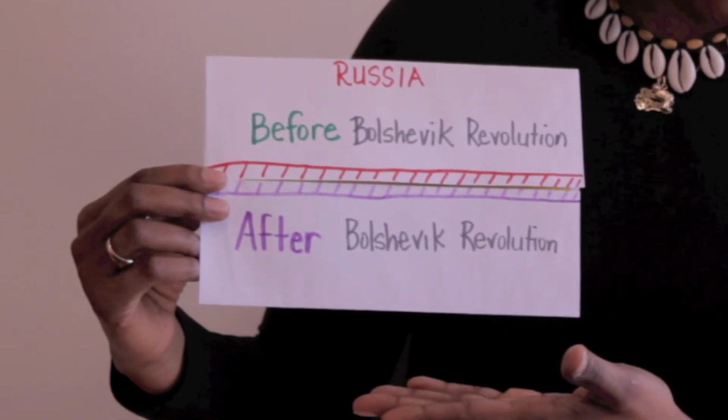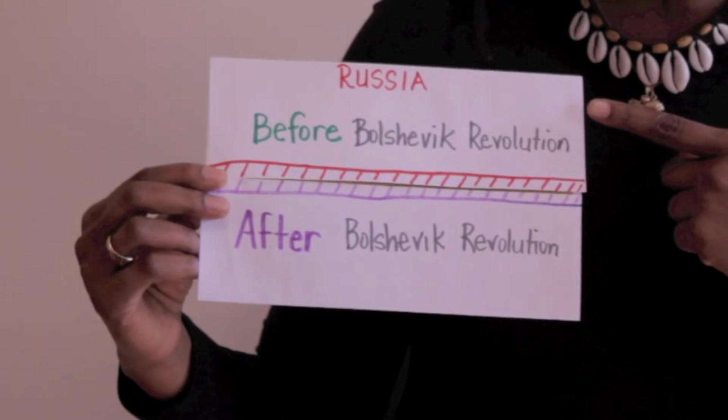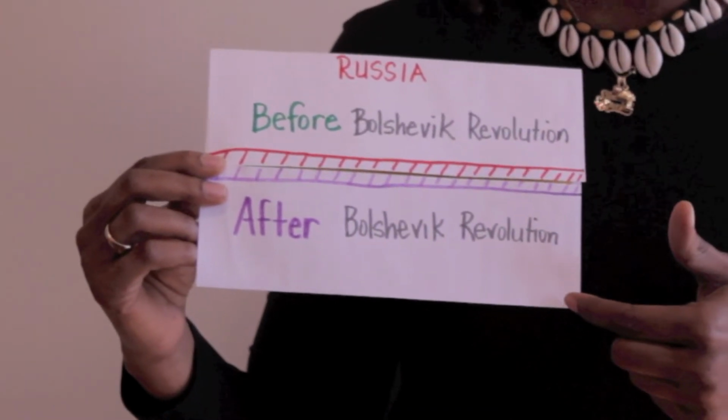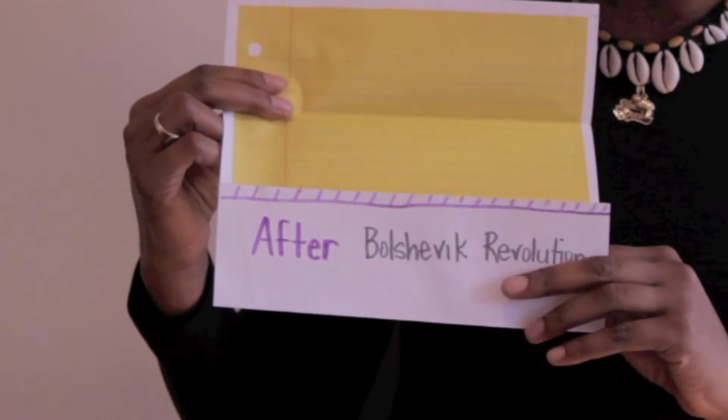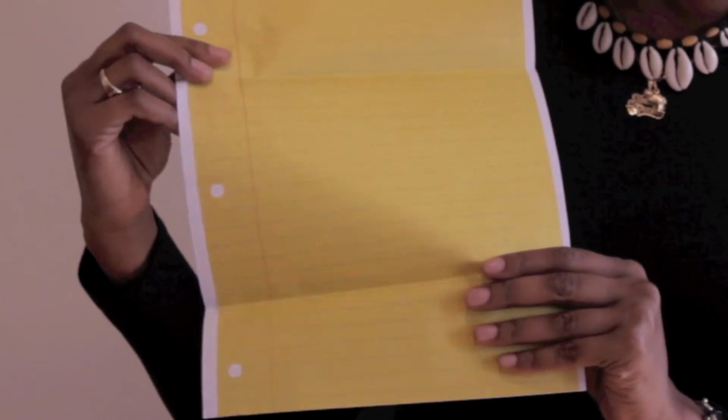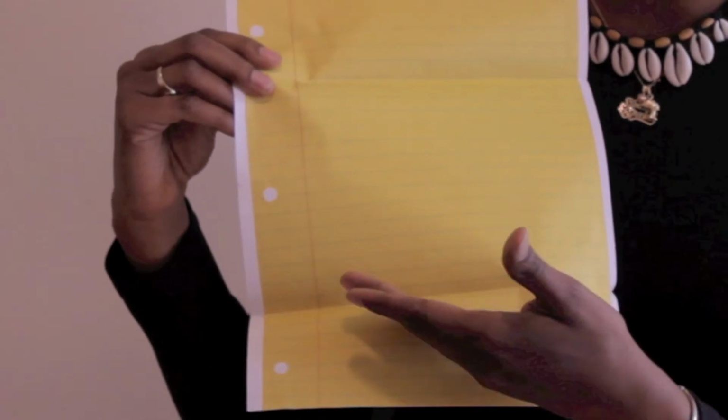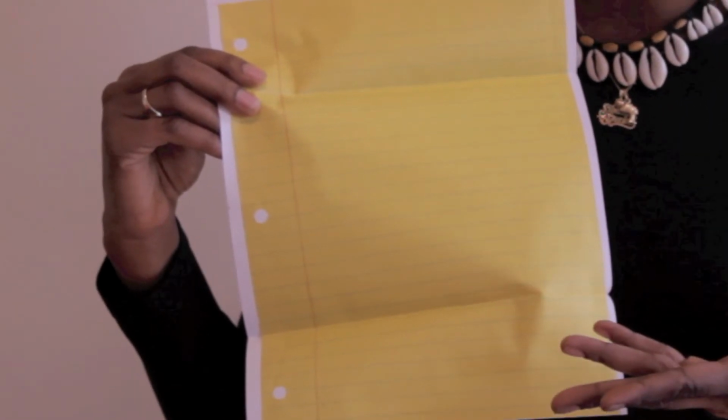In social studies, this shutterfold talked about Russia before the Bolshevik Revolution and after the Bolshevik Revolution. Inside, I've actually glued a sheet of notebook paper so that students can do some long writing to compare what happened before and what happened after. A bit of an essay inside of a shutterfold.